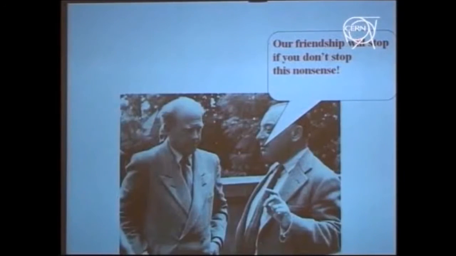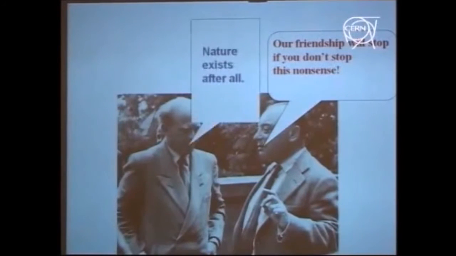Heisenberg had become entranced with the power of mathematics to understand the physical world, and in this work he was willing even to introduce an indefinite metric with negative probabilities. This enraged Pauli, who said that our friendship will stop if you don't stop this nonsense. To which Heisenberg replied, nature exists after all. I mean, Heisenberg was willing to throw rigor to the winds to invent his own mathematics.